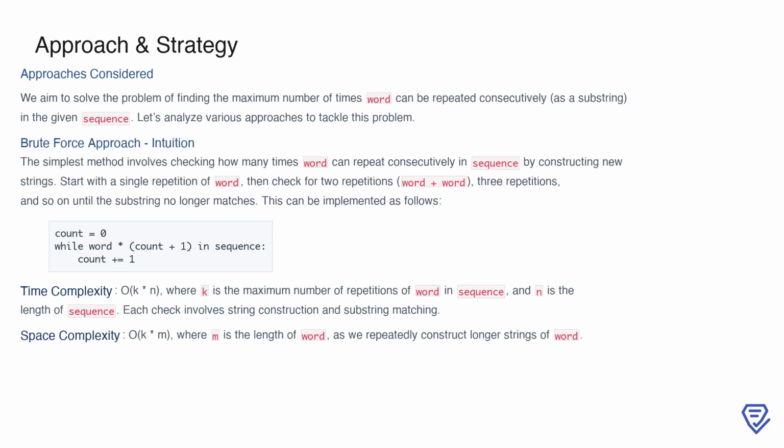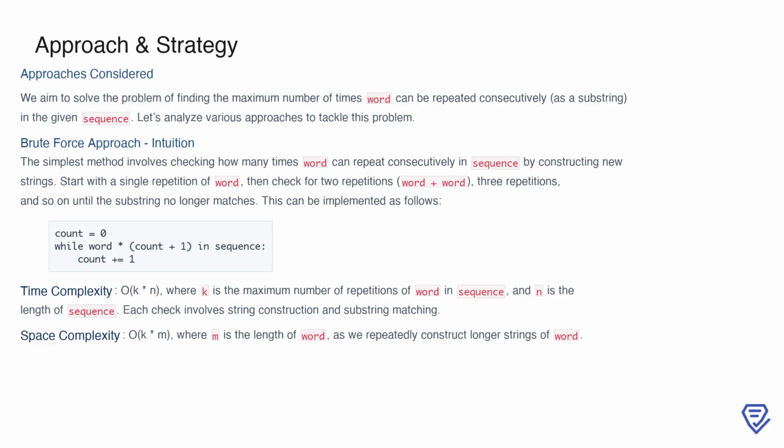To tackle the problem of finding the maximum number of times the word can be repeated consecutively as a substring in the sequence, we start by analyzing different approaches. The brute force approach is the most straightforward method. It involves incrementally checking how many times the word can repeat consecutively in the sequence. For example, we start with 1 repetition of the word, then 2 repetitions, 3 repetitions, and so on, until the substring no longer matches the sequence. This can be implemented using a simple loop where we repeatedly construct and check longer strings of the word.